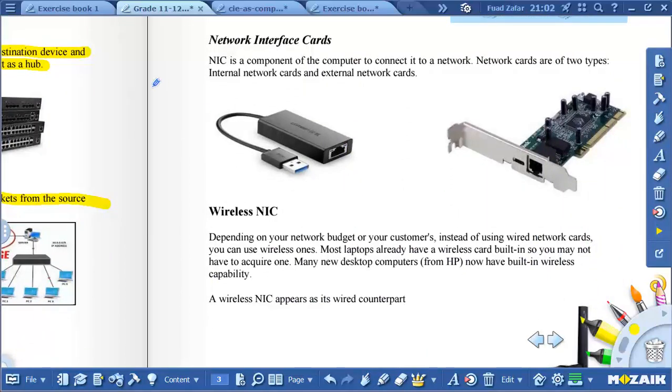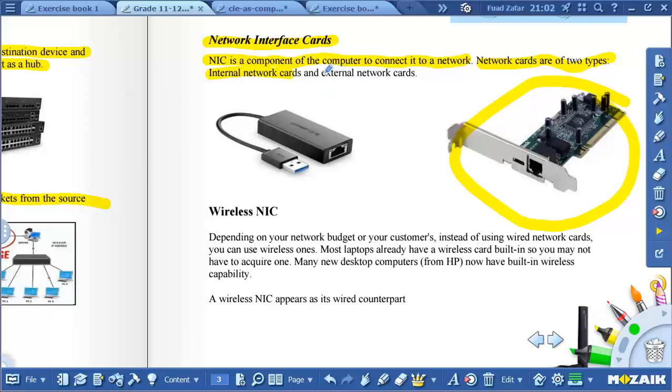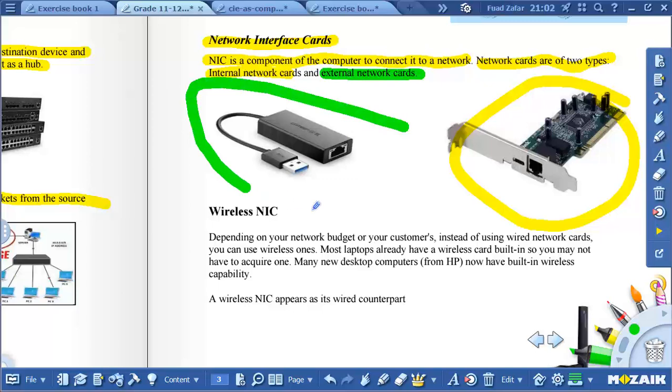Network interface card. Now, what's a network interface card, also known as a NIC? It is a component of a computer to connect it to a network. Network cards are of two types. You have internal, which is inside the computer, and external. So we have two types of network cards. This is a hardware component of a network that you use in a computer. You'll find it in your computers, even in your laptops.